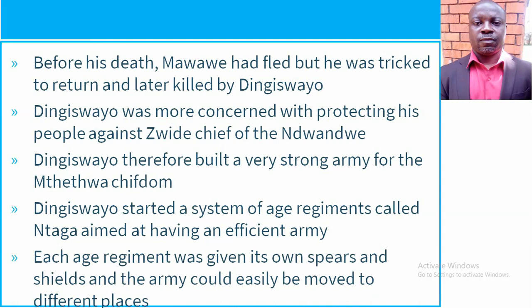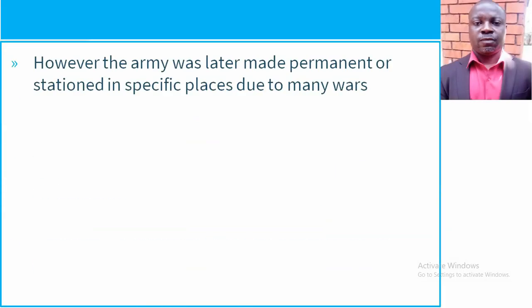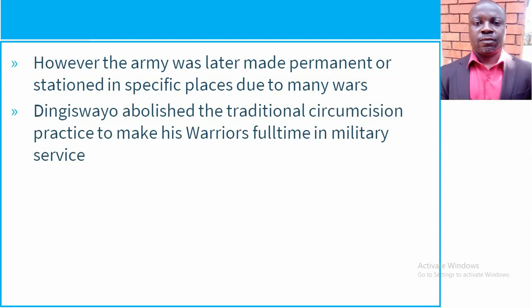Now, each age regiment was given its own spears and shields, and the army could easily be moved to different places. So all these are achievements of Dingiswayo. Now, however, the army was later made permanent or stationed in specific places due to many wars. You can imagine he had an army that he stationed in different places, and all this was to make sure that the kingdom is protected from the external attackers and those that wanted to take over his power from within.